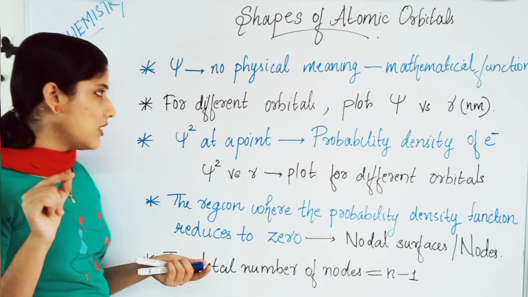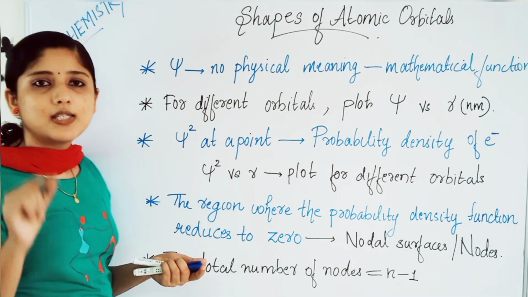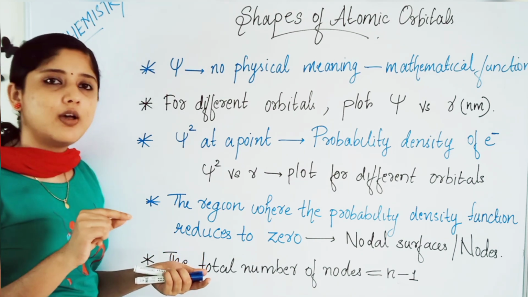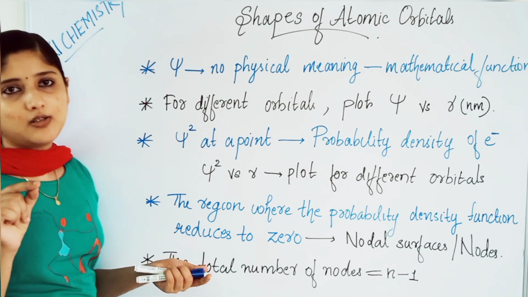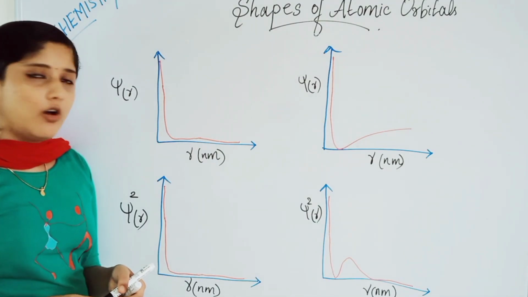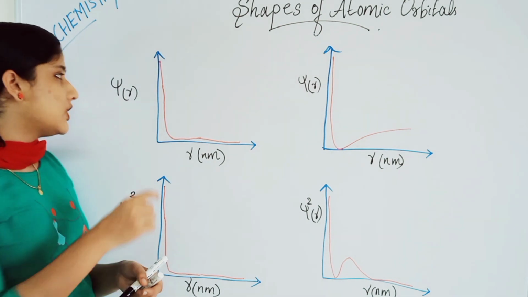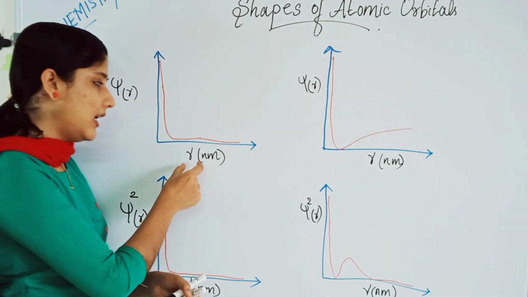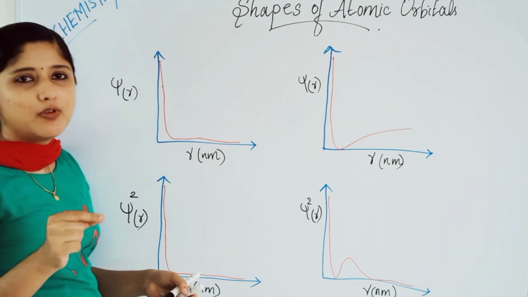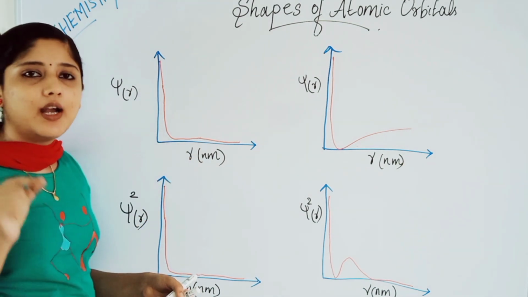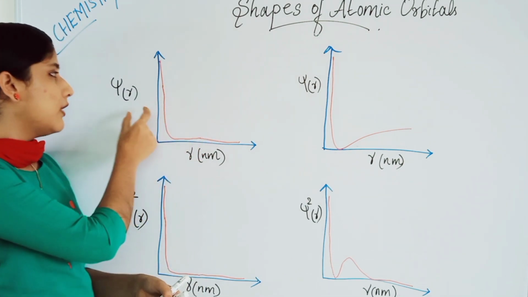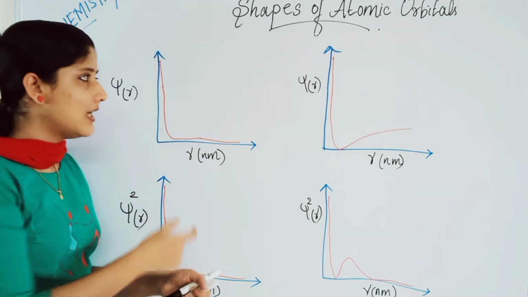Now, we will refer to the plot of psi versus radius r and also psi square versus radius r. These are the plots of orbital wave function psi of r with radius. As I already told you, the wave function psi of r versus radius has no physical meaning. This is just a plotted graph of the wave function psi of r with the radius.